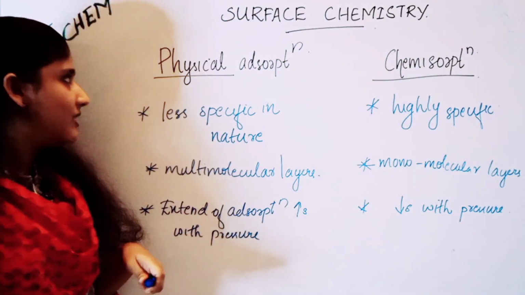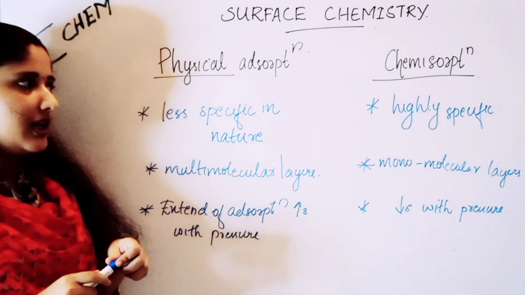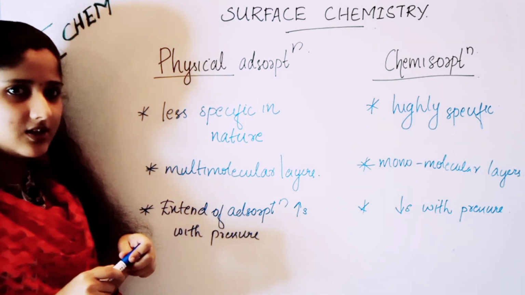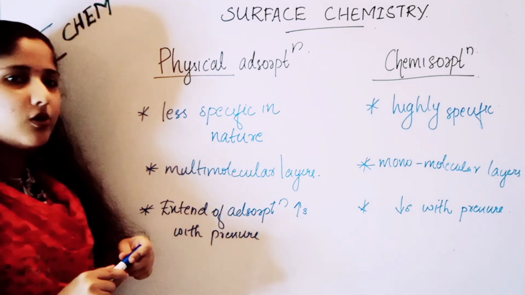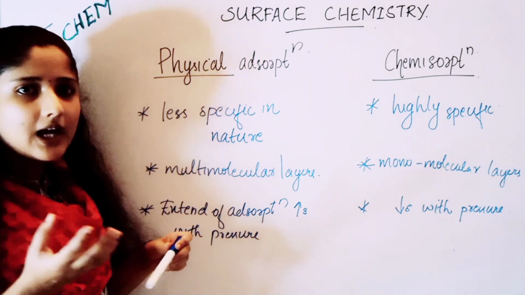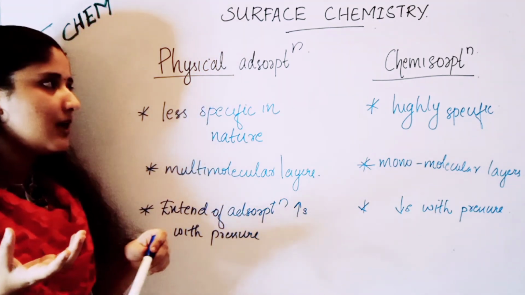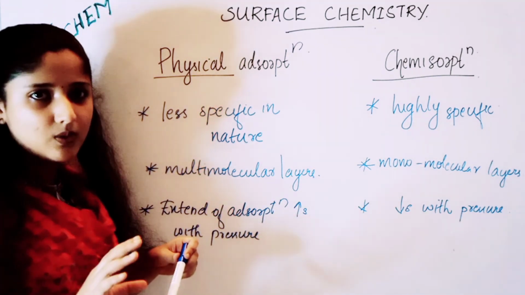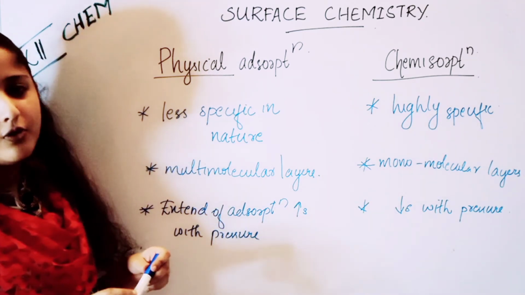The next difference is physical adsorption is less specific in nature, while chemical adsorption is highly specific in nature. Physical adsorption forms multi-molecular layers because weak forces are acting between them. Comparatively, for chemical adsorption only a monolayer is required because the forces are very strong. Strong chemical forces act for what?